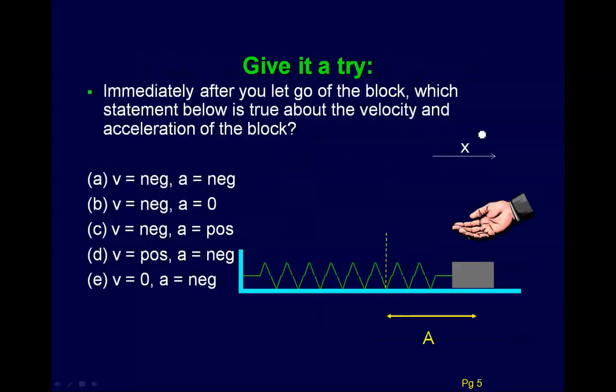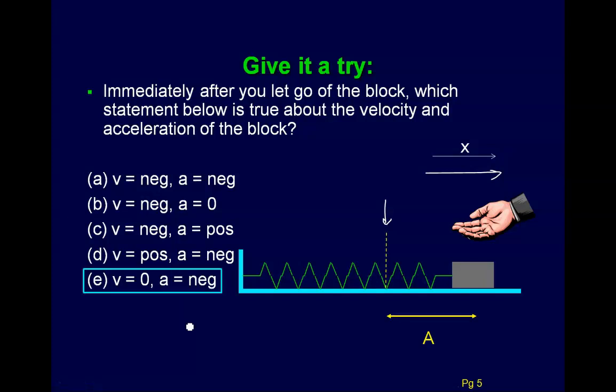So let's think about this a little bit, exactly how this works. So here's a give it a try question. Suppose this hand here pulled the block some distance A from its happy point. Here's the happy point. And then immediately releases the block. Okay, and so let's define the positive x direction to be this way. And so once you let go of that block, I want to know what would be the sign of the velocity and the acceleration for the block. Okay, so look over these answers and see what you think.